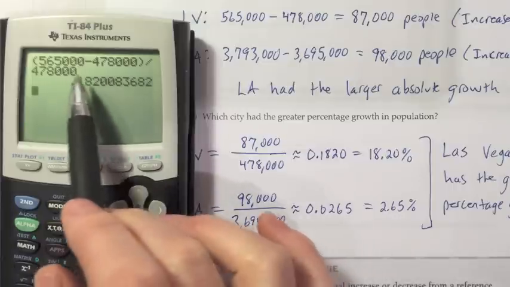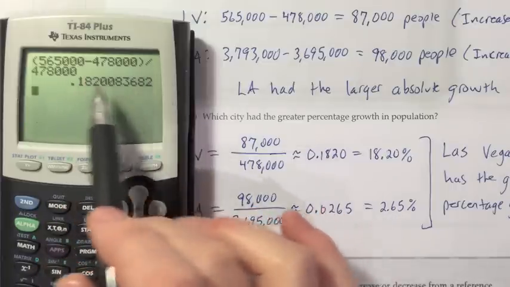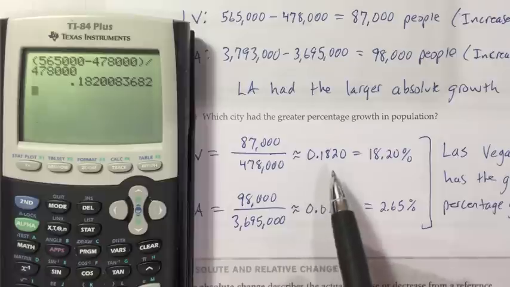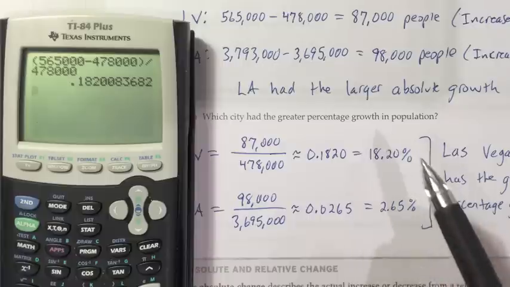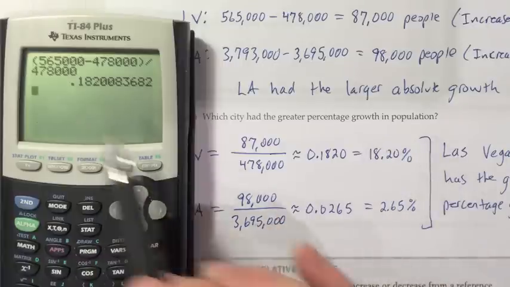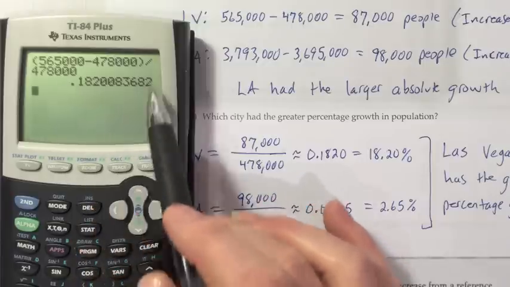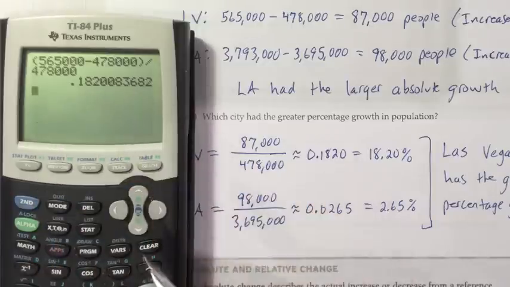So in parentheses, I'm calculating the absolute change, and then I'm dividing by the reference number, which takes me straight to that decimal. So you can actually get there a little quicker if that's your only thing you need, the percentage growth. You could go straight there. But if you do that subtraction and the division all at once, make sure you put parentheses around the subtraction.